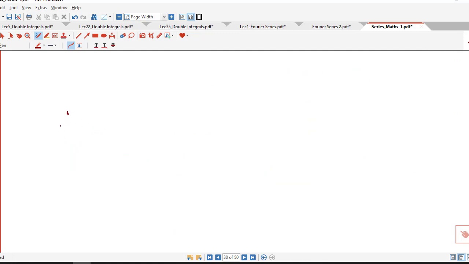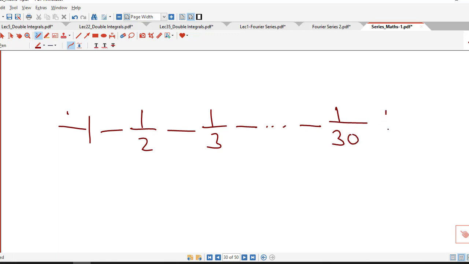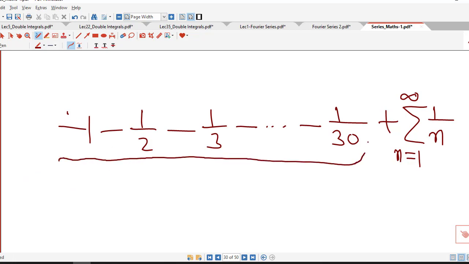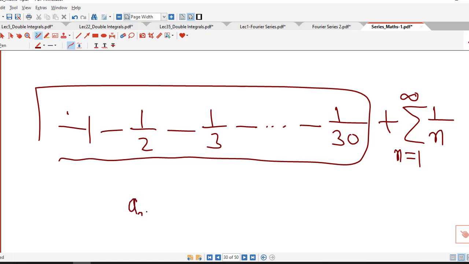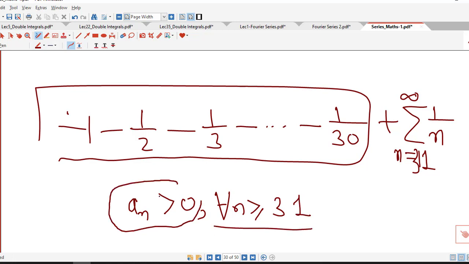Suppose we have this type of series: minus 1 by 2 minus 1 by 3 and so on, minus 1 by say 30, plus sigma 1 by n, n from 1 to infinity. Here we can apply the integral test. A finite number of negative terms are allowed. Here a_n is 1 by n, which is greater than 0 for all n greater than or equal to, here we have to write, 31. So after n equal to 31, all the terms are positive.